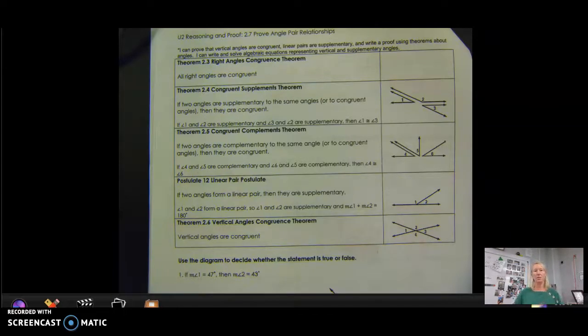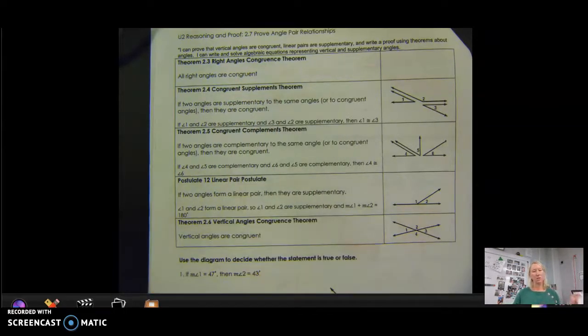Okay. So here's some additional theorems. If you notice, these are going to be on the bottom. Under definitions and theorems, these are going to be all down here. So a quick overview of these. Right angles congruence theorem is just saying that all right angles are congruent. That is about halfway down in this box, right here.